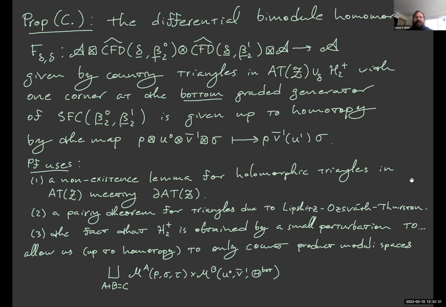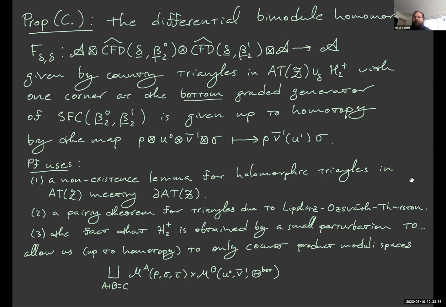Okay, so it turns out that as long as you choose your perturbations very carefully, there are no holomorphic triangles in AT which meet the boundary. And this is actually very, very delicate. You have to choose everything very precisely. This also uses a pairing theorem for triangles due to Lipshitz, Ozsváth, and Thurston.